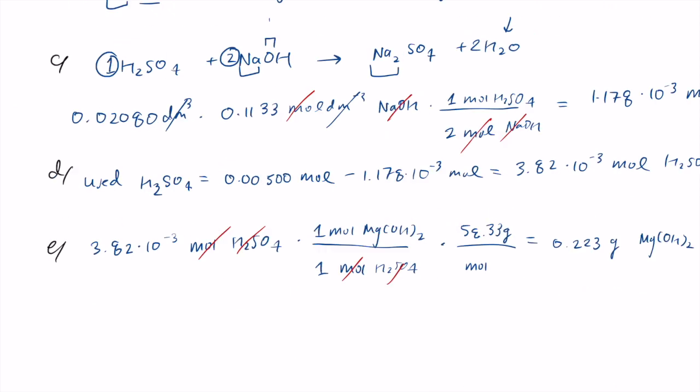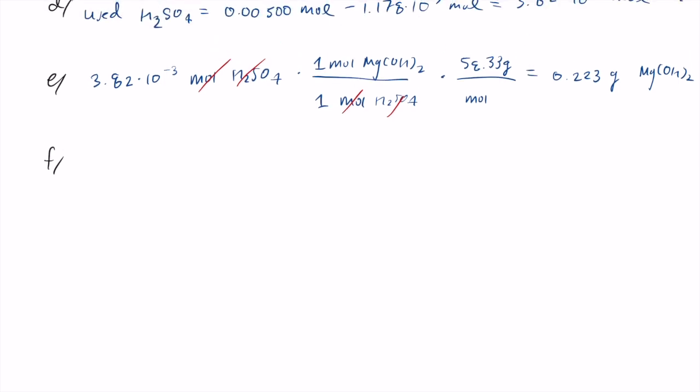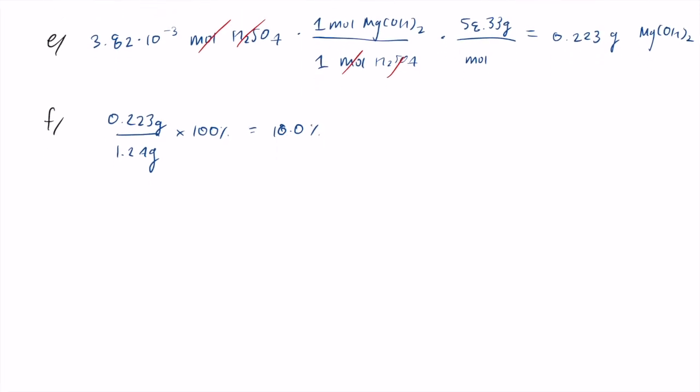And so if we go to F, I realize this might be a long video because I'm taking my sweet time. Calculate the percentage by mass of magnesium hydroxide in the 1.24 gram antacid tablet. Well, we know that the amount of MgOH in the antacid tablet is 0.223, and the total mass of the antacid tablet is 1.24 grams. We multiply this by 100 to get a percentage, and that should give us, to three significant figures, 18.0%.